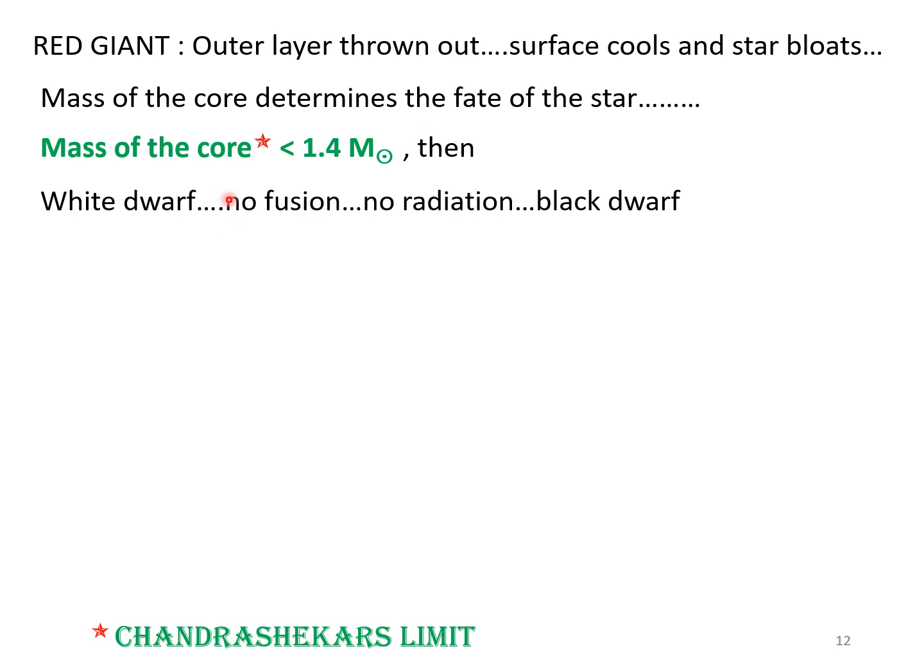In particular, it is found that if the mass of the core is less than 1.4 times the mass of the Sun, which is called the Chandrasekhar limit, then a white dwarf is formed. No fusion, no radiation, then it ends up as a black dwarf.